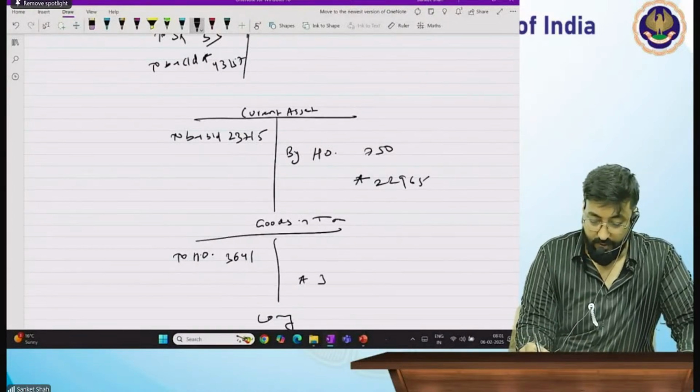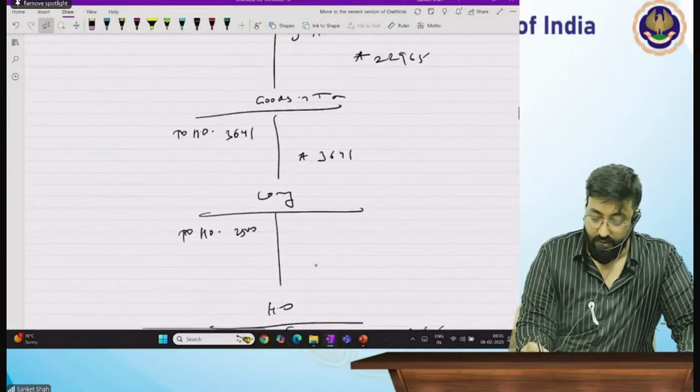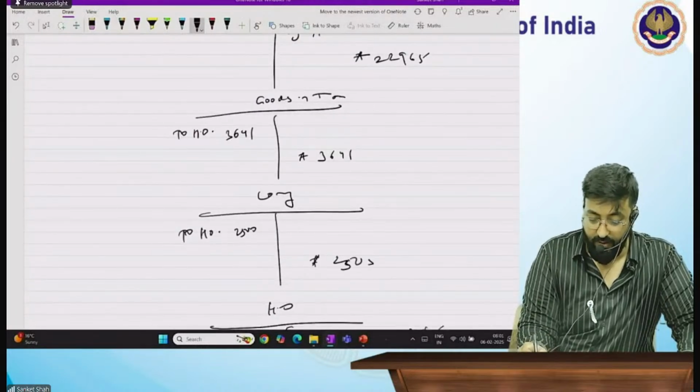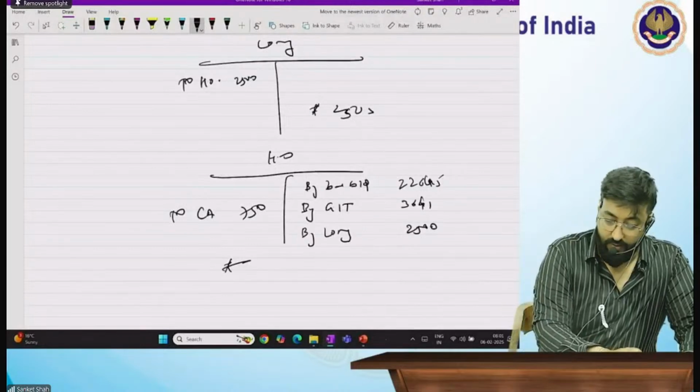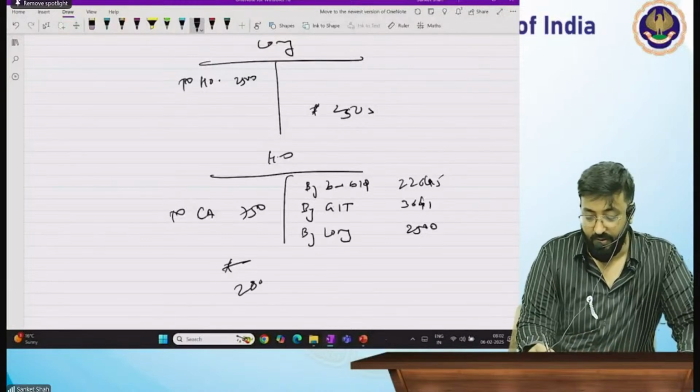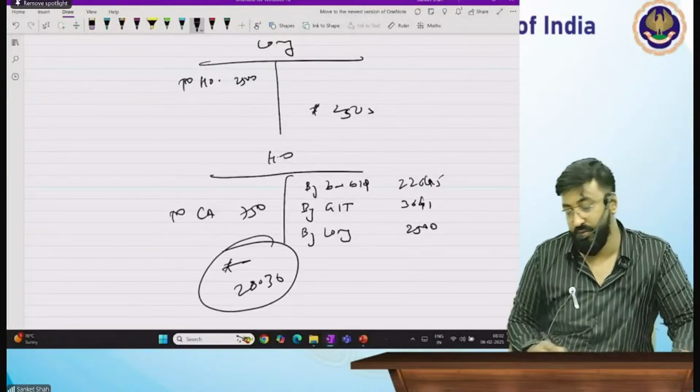22,965. Goods in transit 3,641. 2,000. Lorry 2,500. 2,000. And here it's a balancing figure 22,000. 22,645 plus 3,641 plus 2,500 minus 750. 28,036. Balance carried down.